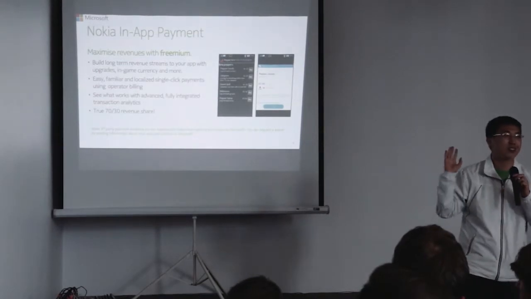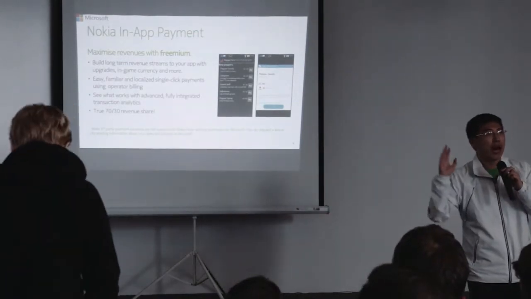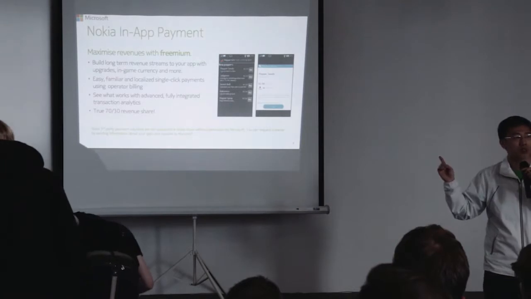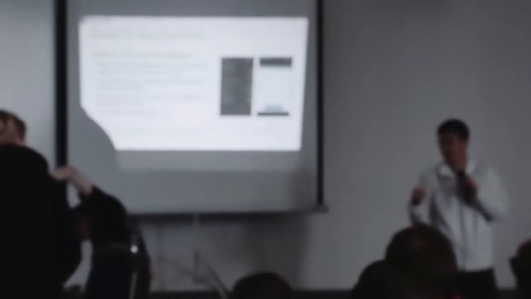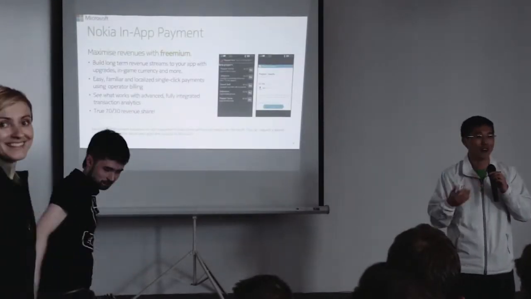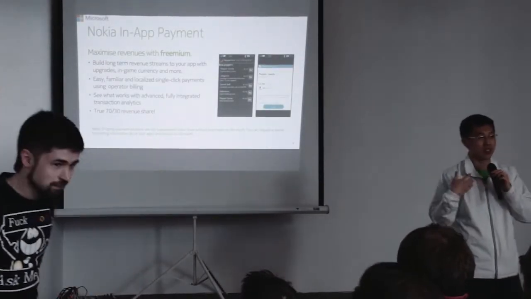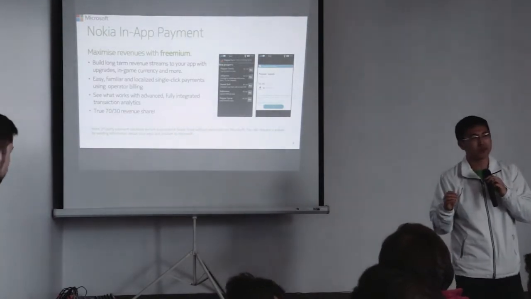Here, lots of text, you don't have to read it all, but I want to emphasize the numbers. So we have the industry best revenue share for developers. 70-30 split. Suddenly I'm loud. Yeah, 70-30 split.